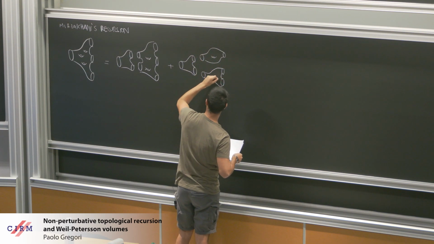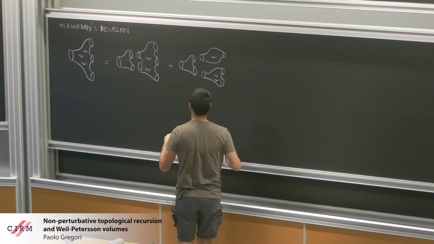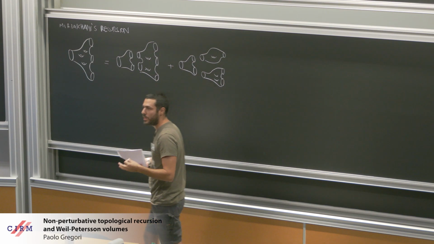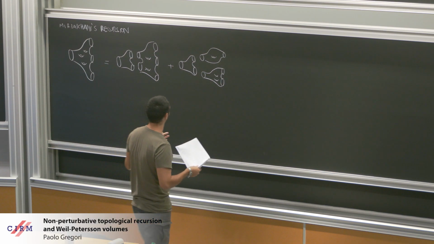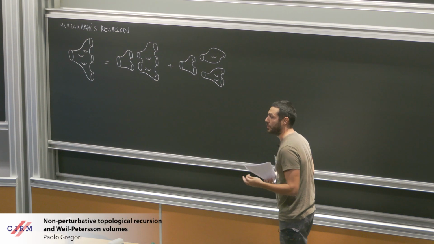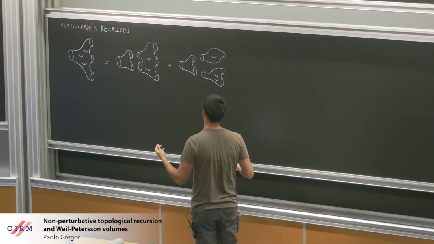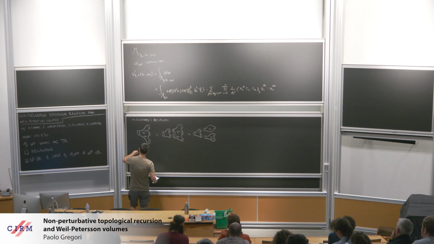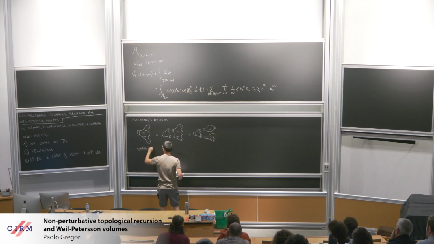And if you remember, for example, Sevran's talk from yesterday, you saw a very similar drawing for visualizing topological recursion. And this is exactly what's going on. So in 2007, Eynard and Orantin realized that this is just a specific realization of topological recursion.